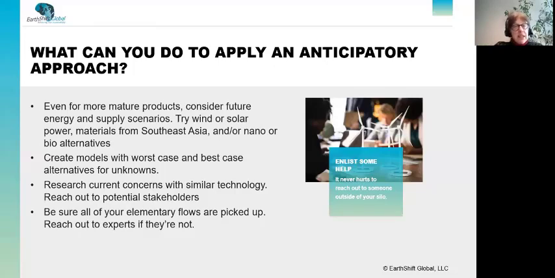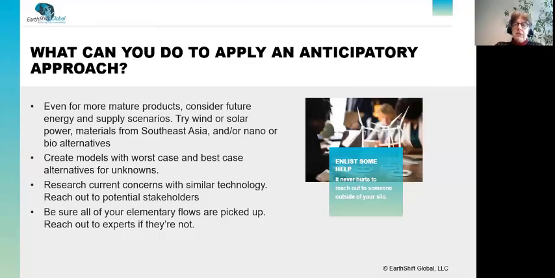We have reached out, as I said, to folks who know more about risk assessment and impact assessment to help us with our looking at the impact assessment methods and make sure that all of our substances or our elementary flows are picked up. And if you want help with your goal and scope, reach out to your LCA consultant. Ask them to help you, or talk to your team about it. Don't try and do this in isolation.